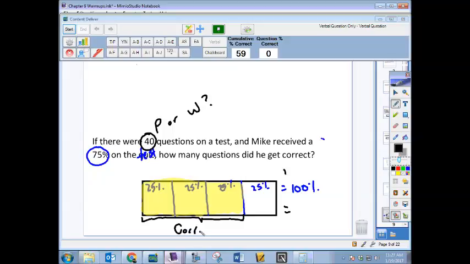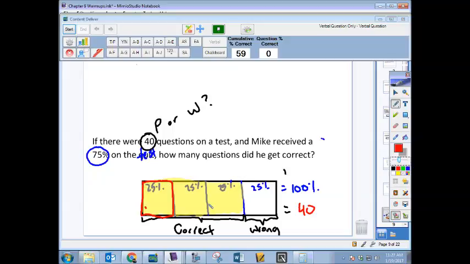Well, he got them correct, right? That's what he got correct. This is what he got incorrect or wrong, right? Okay. So what do we know? Do we know how many questions he got correct, incorrect, or the total questions on the test? What do we know? We know the total. So we know this is 40. So remember, there should be 2 numbers in every one. So we need to figure out how many questions we would put in each box here.